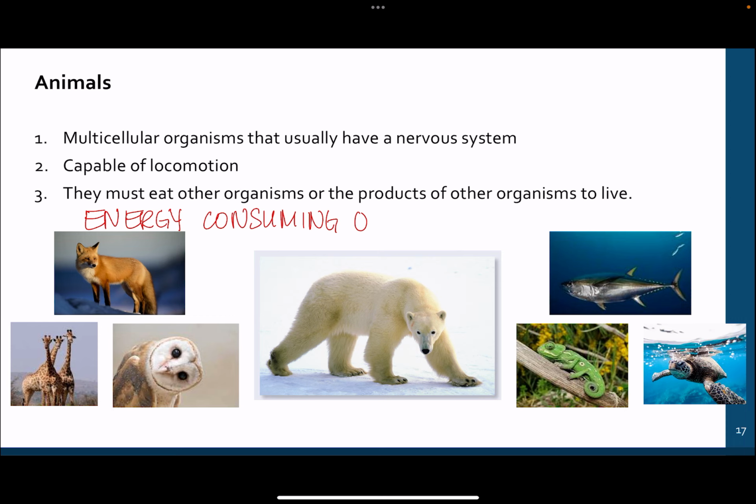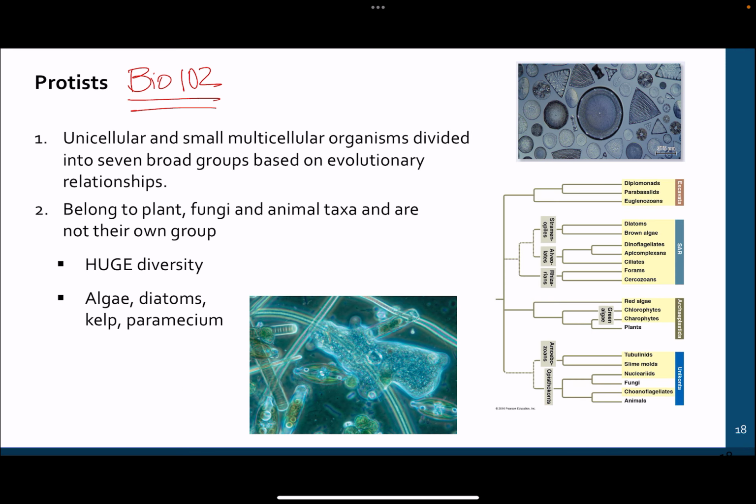Finally, we get to our protists. If you take Biology 102, you will learn much more about protists. We really won't say another thing about them, but they are important because they are part of those other groups. So the protists are characterized because they are single-celled or very simple multicellular organisms, and they are part of all of those other kingdoms. So they're sort of a category within a category that's not really a category. They're very, very diverse because they come from those plant, animal, and fungi kingdoms.